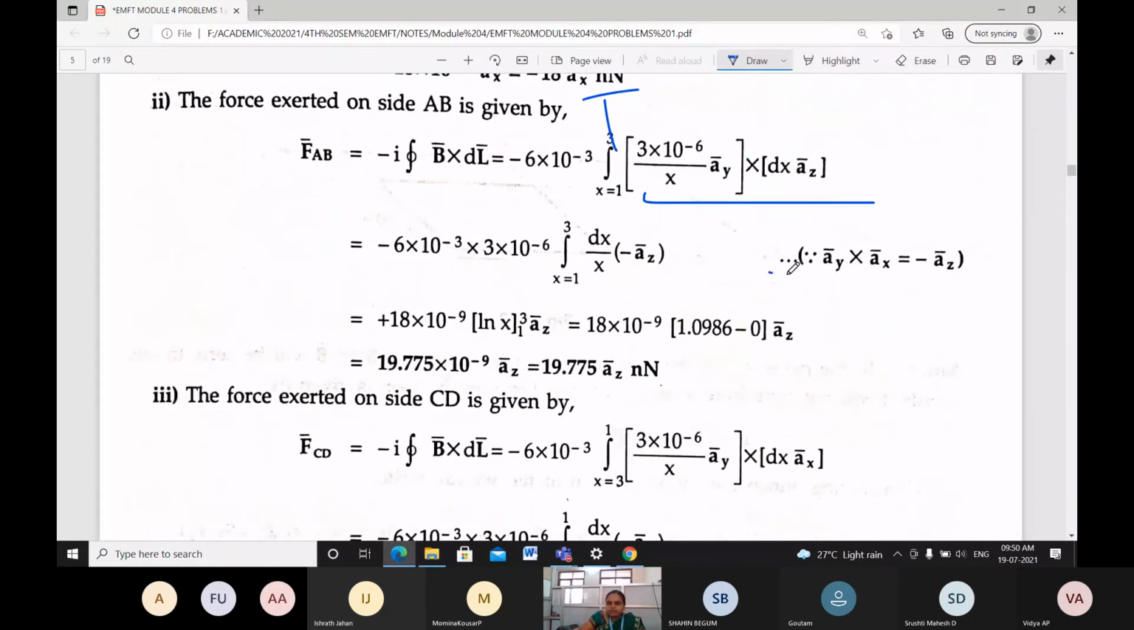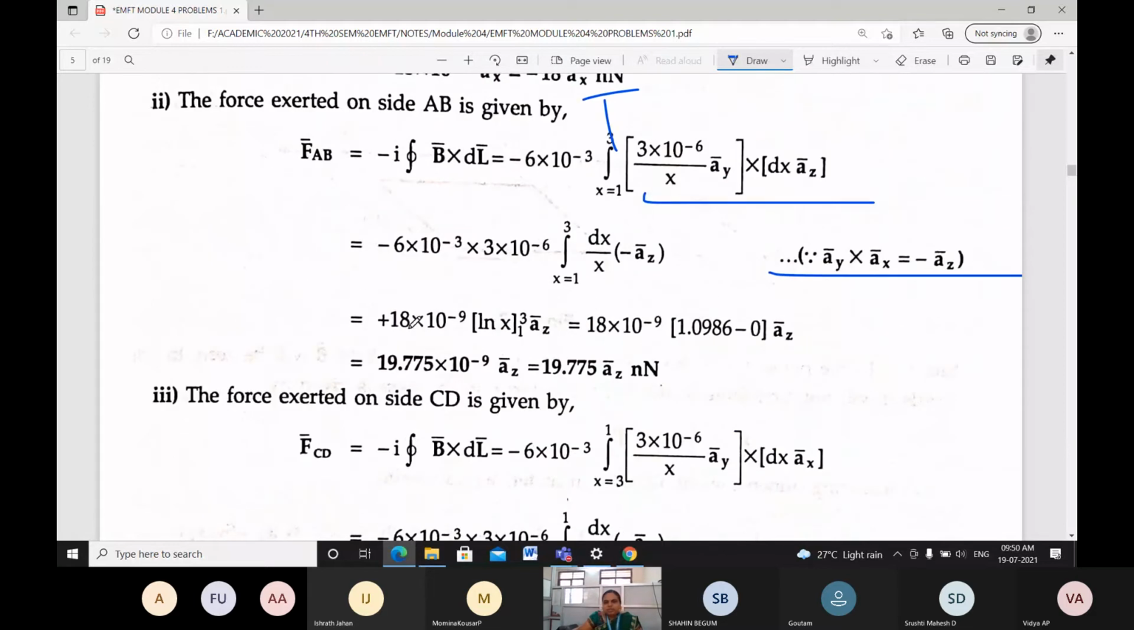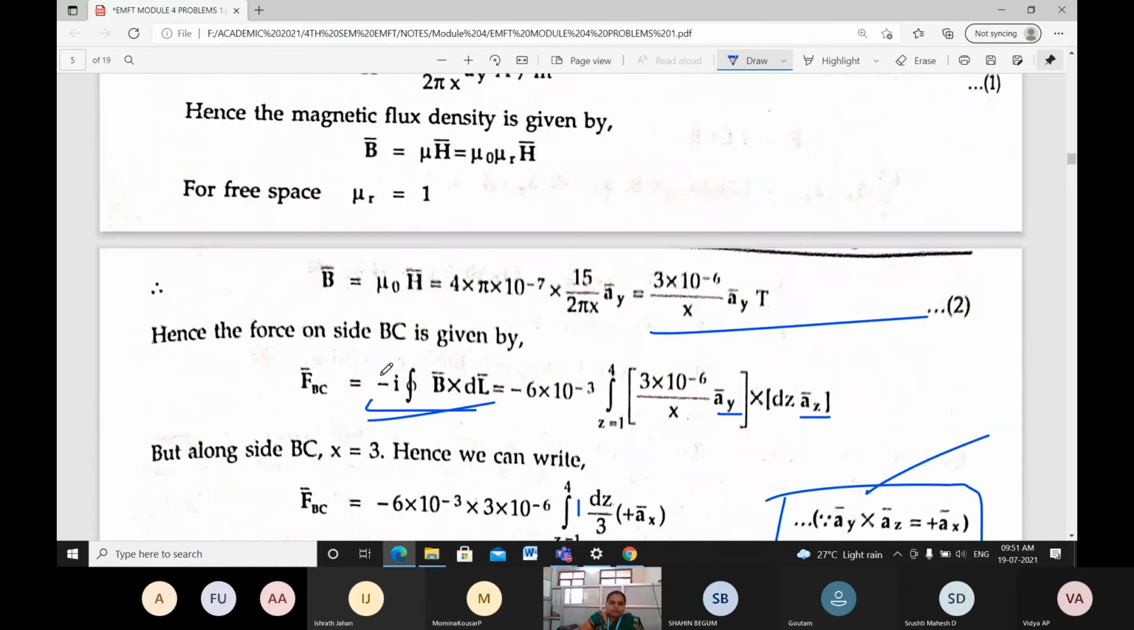Then substitute for the same condition we took previously; the procedure is the same. Go on substituting here. Observe here, you will get 1 by X. You should not substitute X here; we want it in the X direction only, and we have already taken the integration. For that reason, the integration of 1 by X is ln X. Then on calculation, you will get 19.775 into 10 raised to minus 9 AZ, or you can write it as 19.775 AZ nano newtons. This is what we got for the force on AB and also on BC.